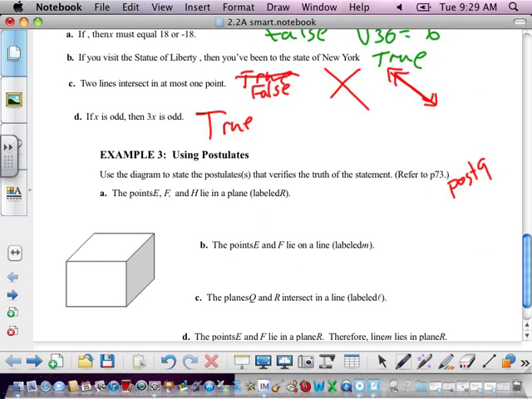Points E and F lie in a line, labeled M. Which one is that one? A line contains at least 2 points, postulate 6. You guys awake today? Planes Q and R intersect in a line. Which one talks about 2 planes intersecting at exactly a line? Two planes intersect, and their intersection is a line. Postulate 11.